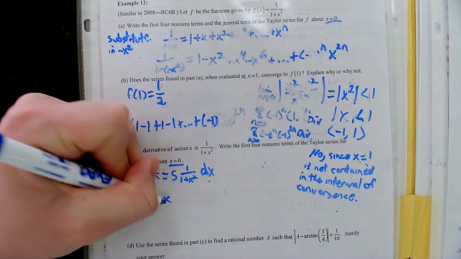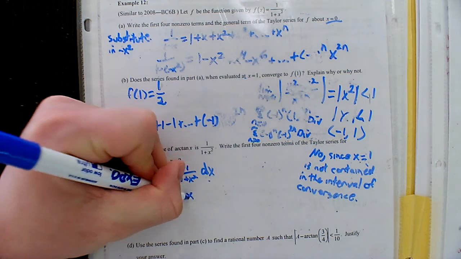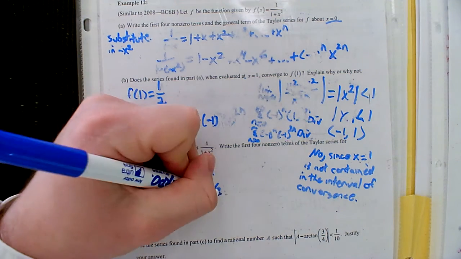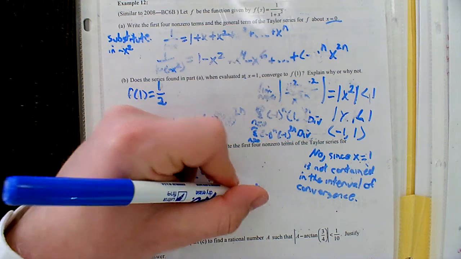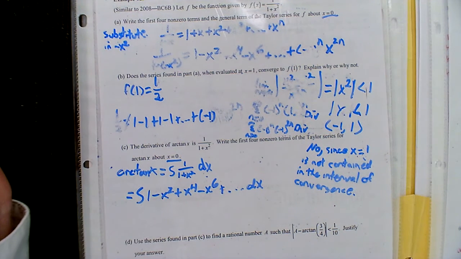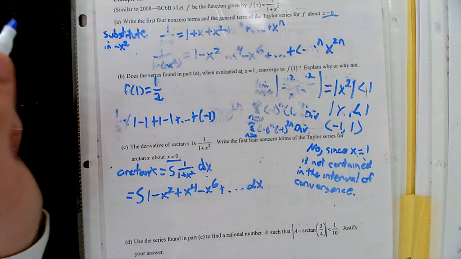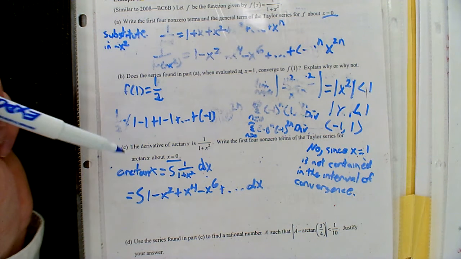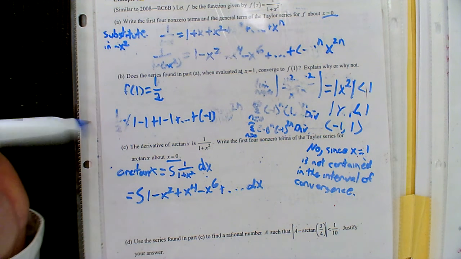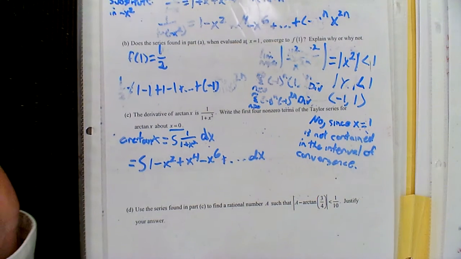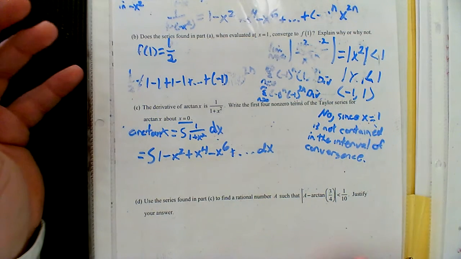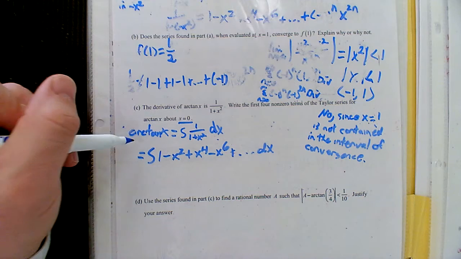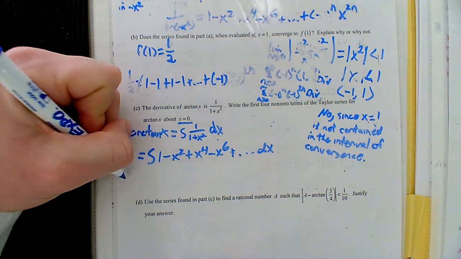So again, just rewrite your answer from part 1 down here. Integral of 1 minus x squared plus x to the 4th minus x to the 6th plus dot dot dot dx. And again, right now, they're only asking for the first 4 terms, so you don't really have to worry about the nth term. They're not asking about it. So simply, all they want you to do is take the integral of these terms to find your new series. And this series would be of arctan.